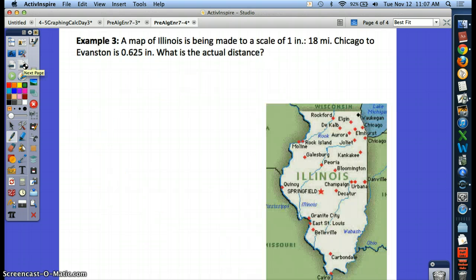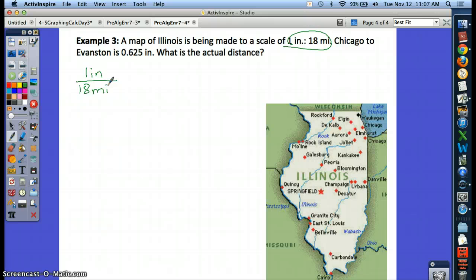Last example in our notes then is an application of how we can use this. We use proportions when we think about maps. A map of Illinois is being made to a scale of 1 inch is to 18 miles. So we have a scale. You can write this scale as a ratio, so we can write it as a fraction, okay? 1 inch to 18 miles. If Chicago to Evanston on the map is 0.625 inches, what is the actual distance?